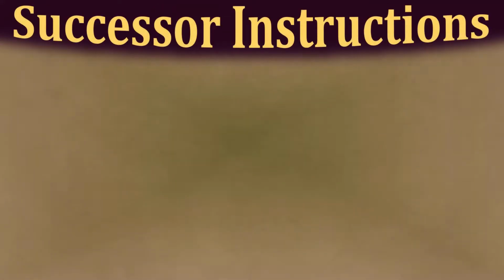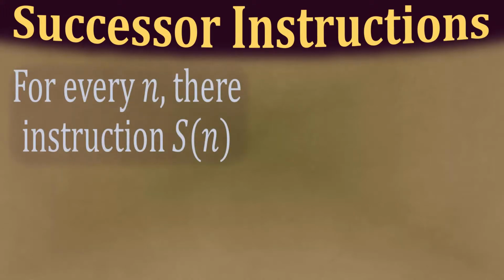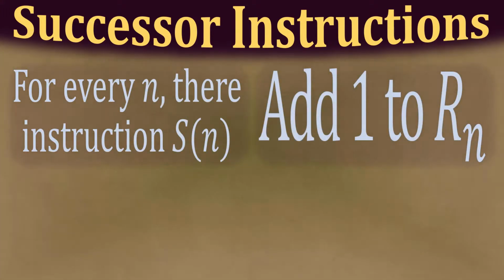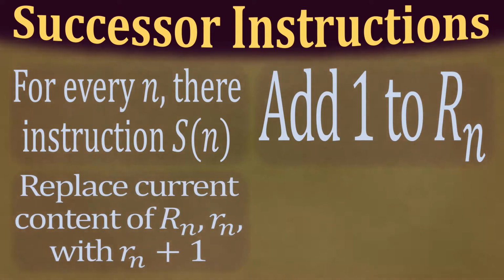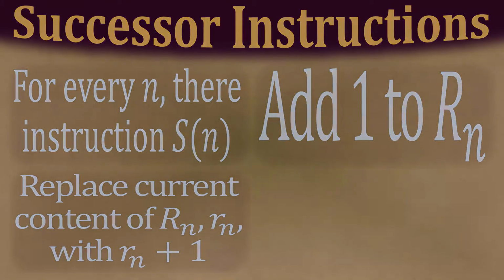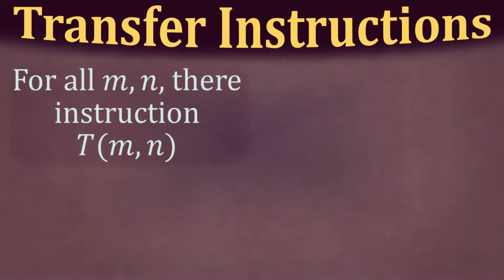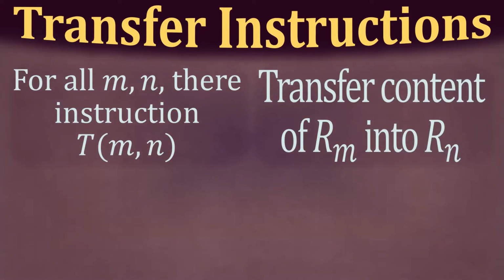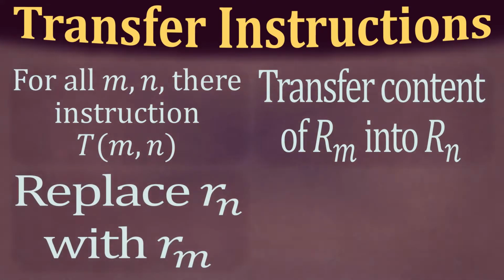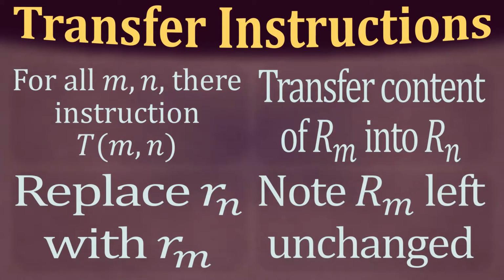Second, there are successor instructions. For every n, there is an instruction Sn, which adds 1 to Rn. In other words, it replaces the current content of Rn, lowercase rn, with lowercase rn plus 1. Third, there are transfer instructions. For all m and n, there are instructions T of m and n, which transfer the content of Rm into Rn. In other words, it replaces lowercase rn with lowercase rm. Note that capital Rm is unchanged by this.